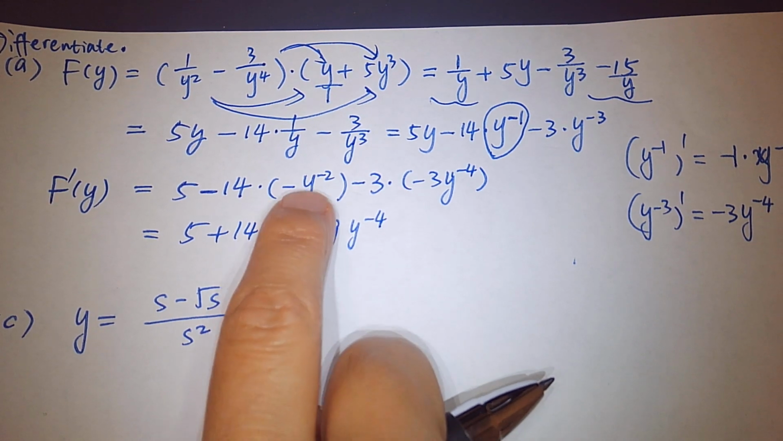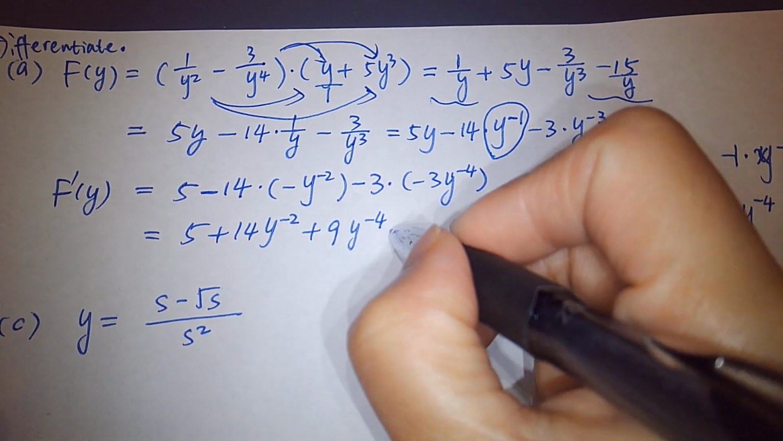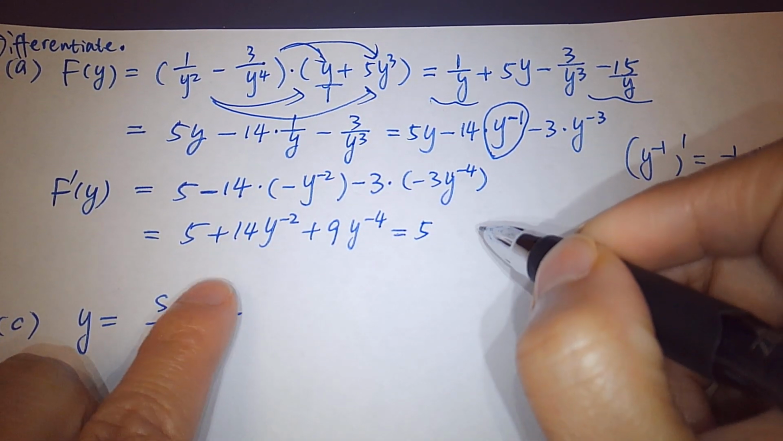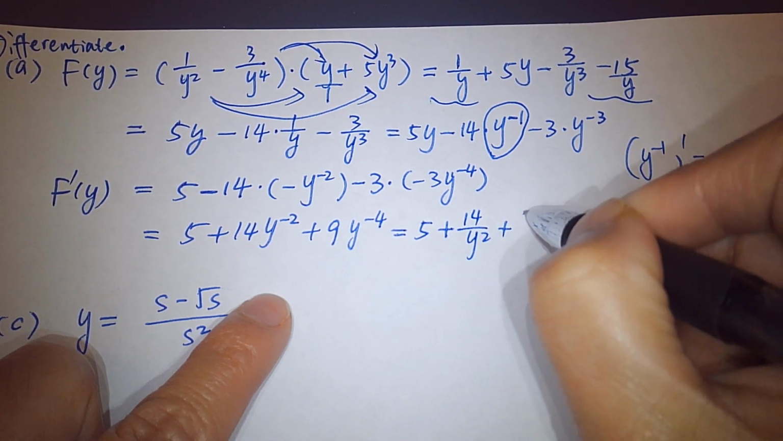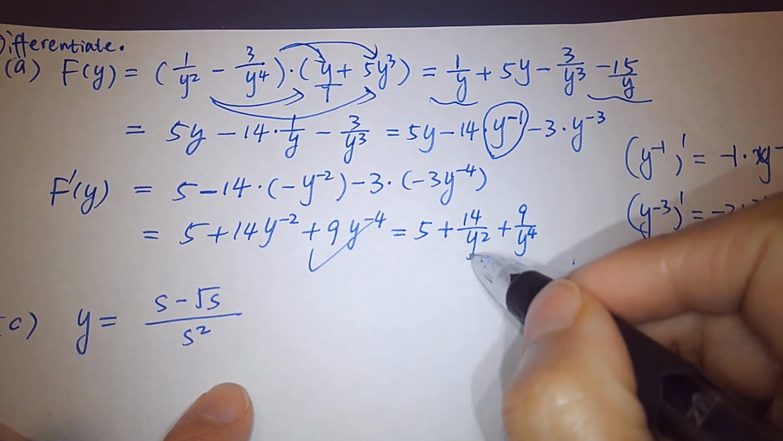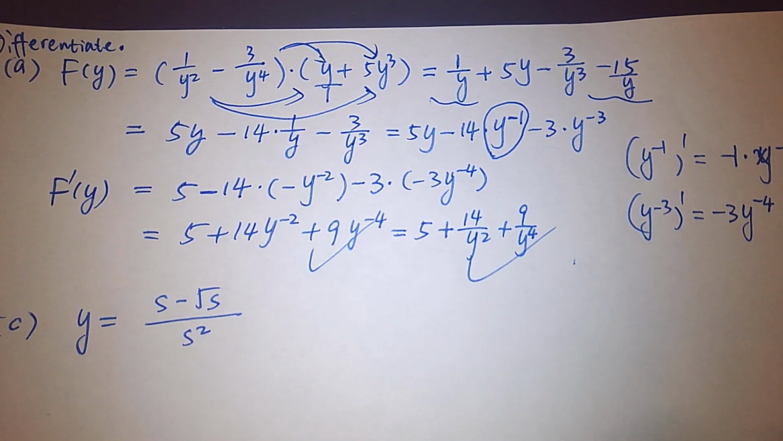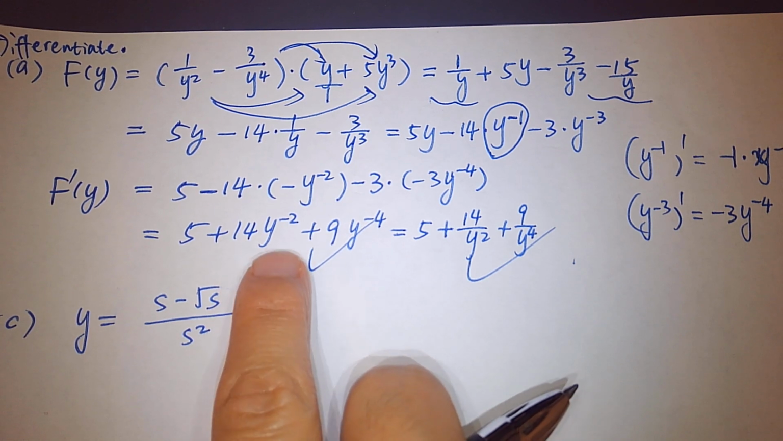Or some of you guys do not want to keep the negative exponent, okay? What can we write? One more step. 5 plus what? 14 over y squared plus 9 over y to the what? 4th power. Either way, I consider both of them right. I just don't know in your web assignment which answer they prefer you to type in.